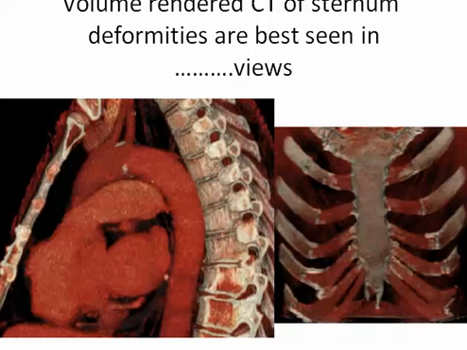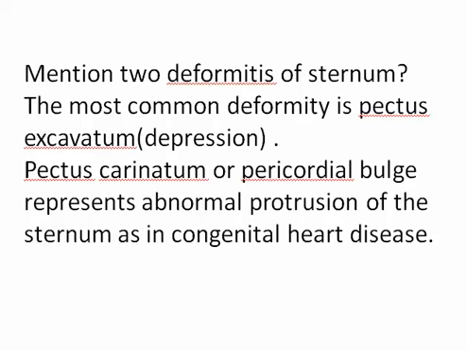Volume rendered CT of the sternum. The forms are best seen, of course, in the sagittal view. Mention two deformities of the sternum. We all know there is pectus excavatum, and that means there is a depression. This is the most common deformity, and it was previously related to shoemakers. The second is pectus herniatum or pericardial bulge, which represents an abnormal protrusion of the sternum as in congenital heart disease.